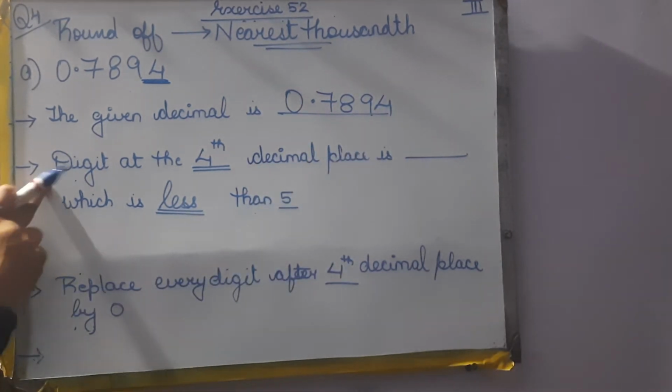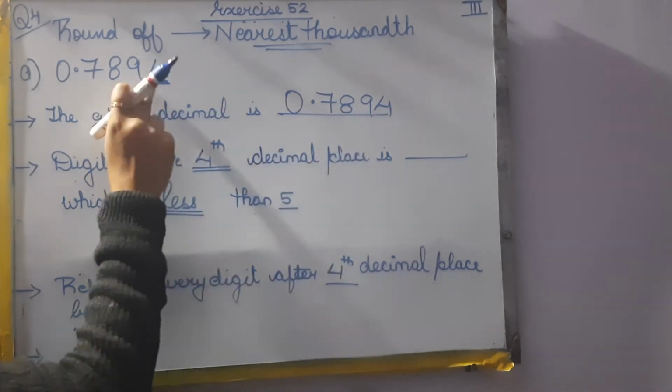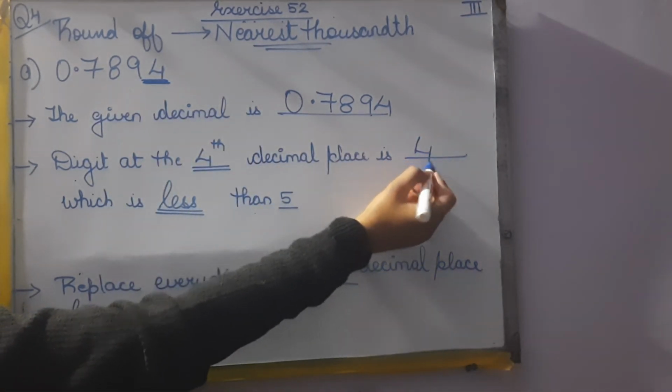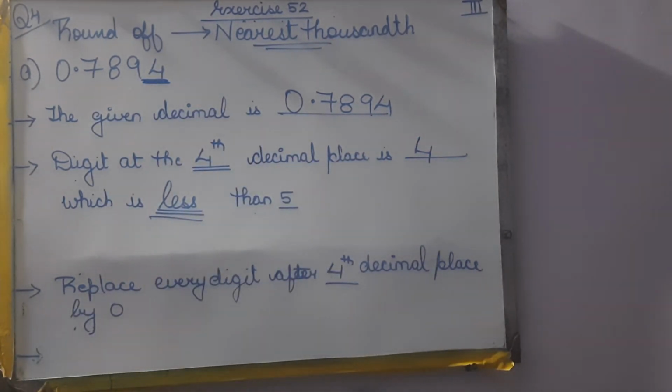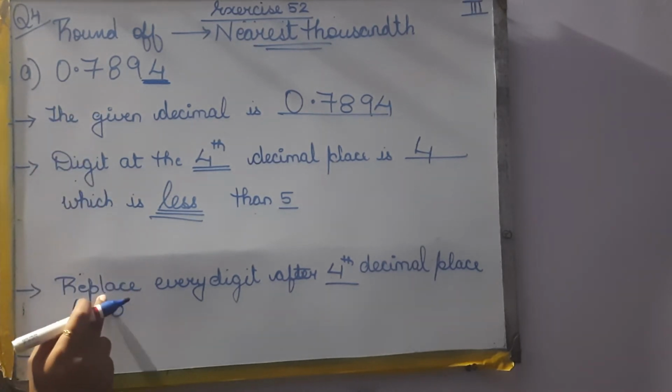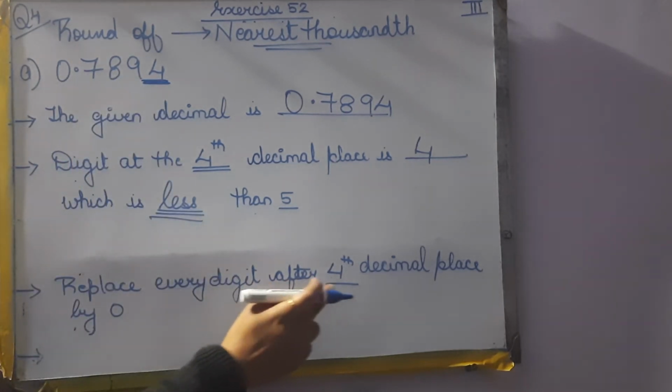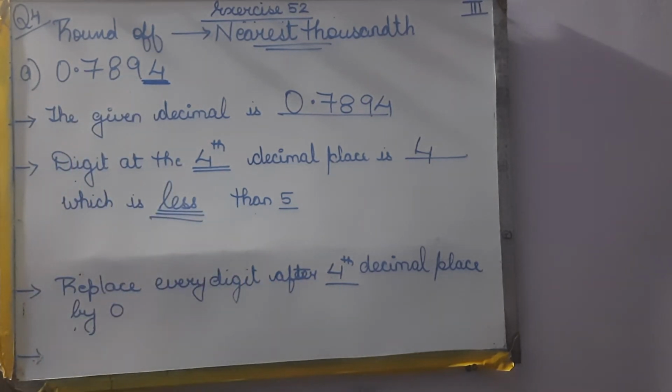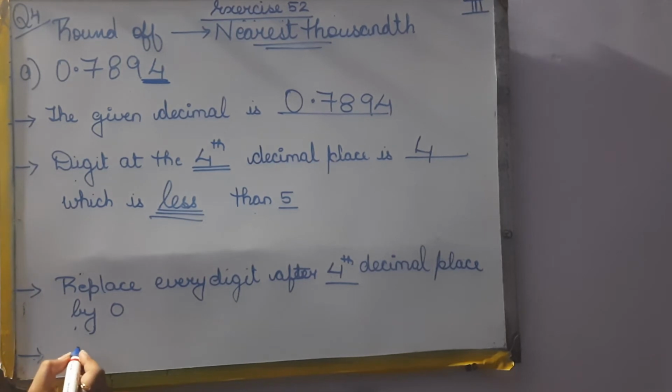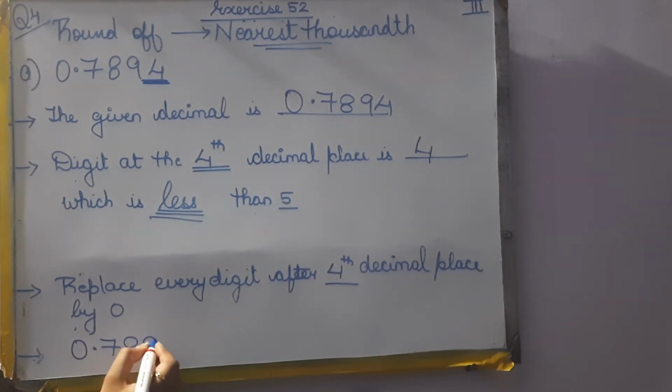So the given number is 0.7894. The digit at the fourth decimal place is 4. Now 4 is less than 5. Now what are we going to do? We will replace every digit from the fourth decimal place onward by 0. So the rest of the number will be the same, 0.789, and 4 will be 0. So the answer is 0.789.